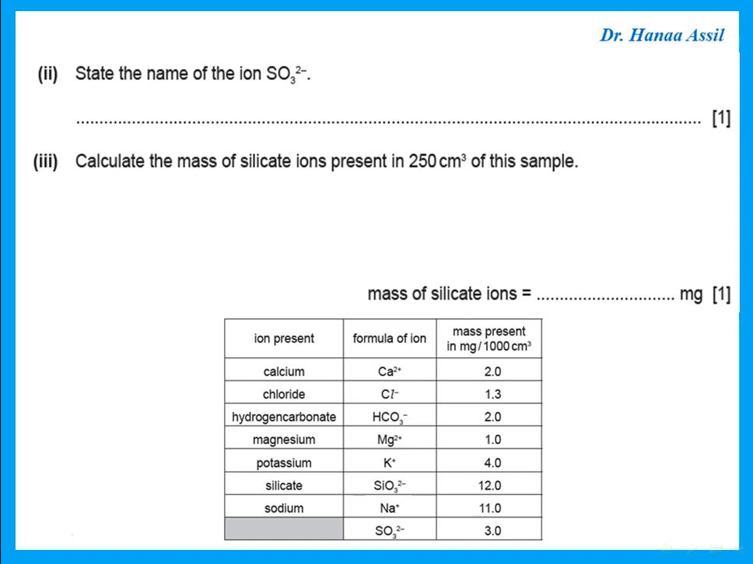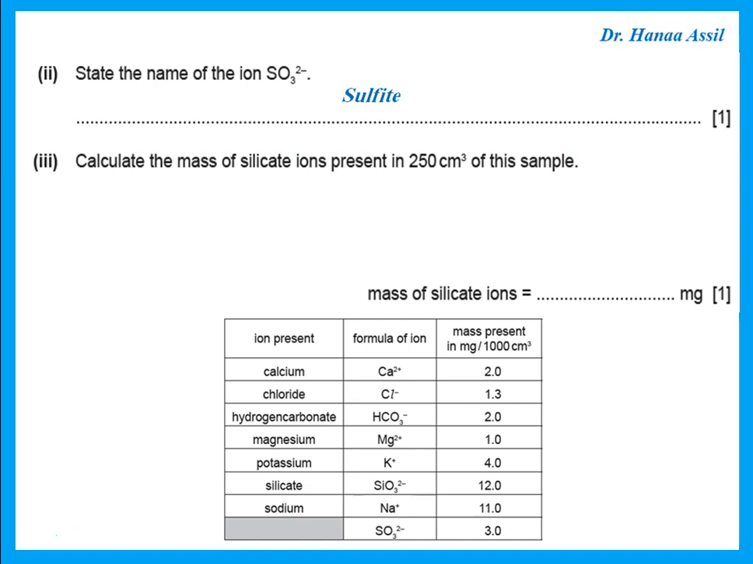State the name of the ion SO3 2 minus. SO3 2 minus is called sulfite ion. Remember that SO4 is sulfate. SO3 is sulfite. And remember, this is SO3 2 negative, not just SO3, because if it is just SO3, that would be sulfur trioxide. But SO3 2 minus is the sulfite ion.